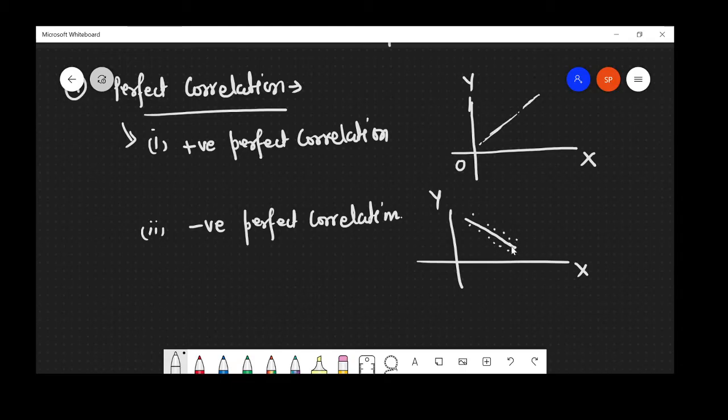Exactly on a straight line. That is known as the negative perfect correlation.